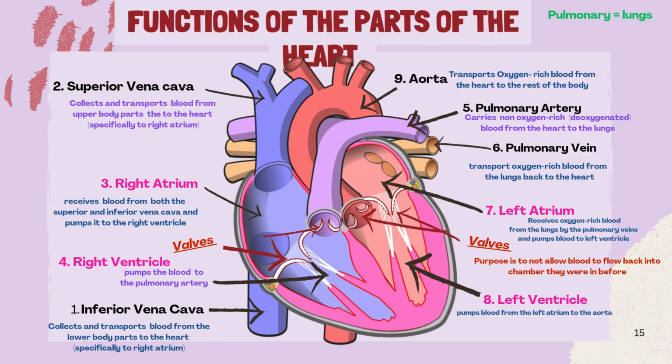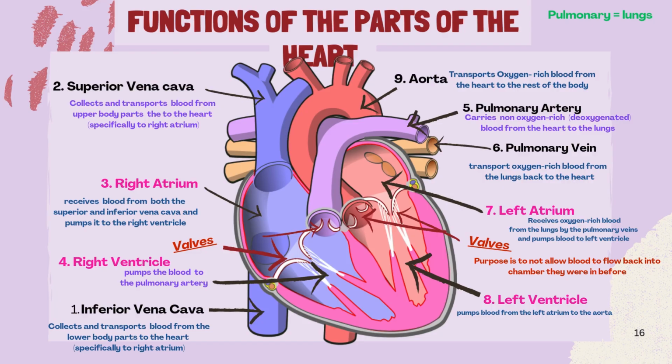Then we have the pulmonary vein. The pulmonary vein transports oxygen-rich blood from the lungs back to the heart. The left atrium receives oxygen-rich blood from the lungs by the pulmonary veins and pumps blood to the left ventricle through the valves. The left ventricle pumps blood from the left atrium to the aorta.